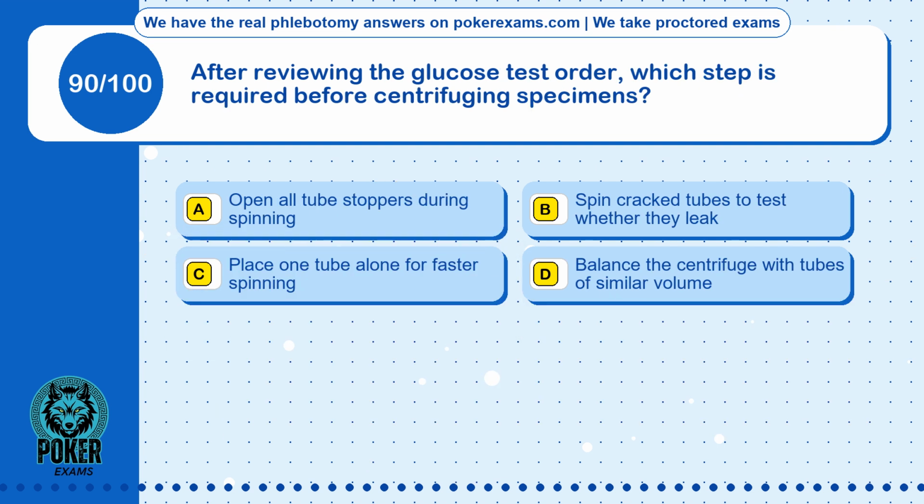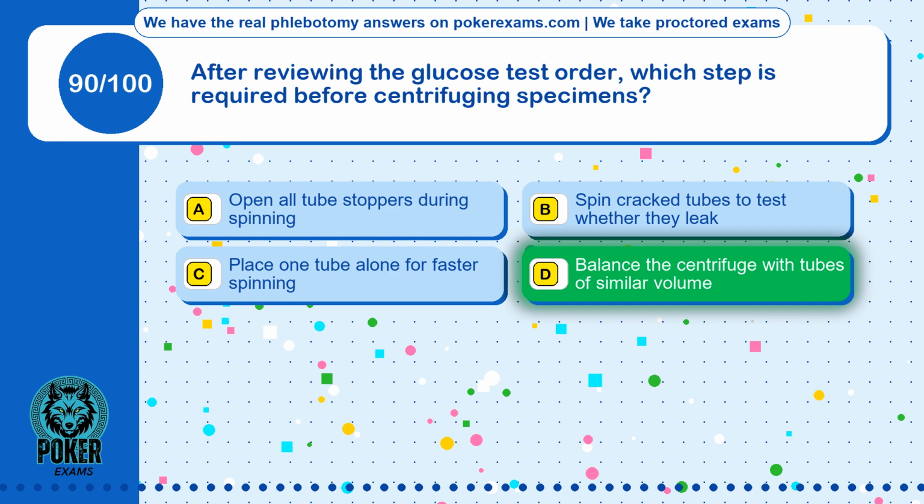Question 90. After reviewing the glucose test order, which step is required before centrifuging specimens? Option A, open all tube stoppers during spinning. Option B, spin cracked tubes to test whether they leak. Option C, place one tube alone for faster spinning. Option D, balance the centrifuge with tubes of similar volume.